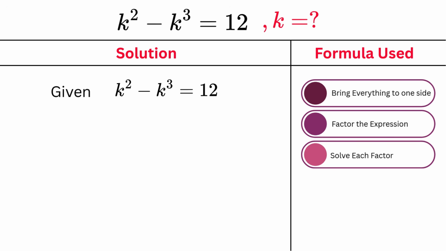So in the first step, we take 12 to the left side, and the equation becomes k squared minus k raised to the power 3 minus 12 equals 0.